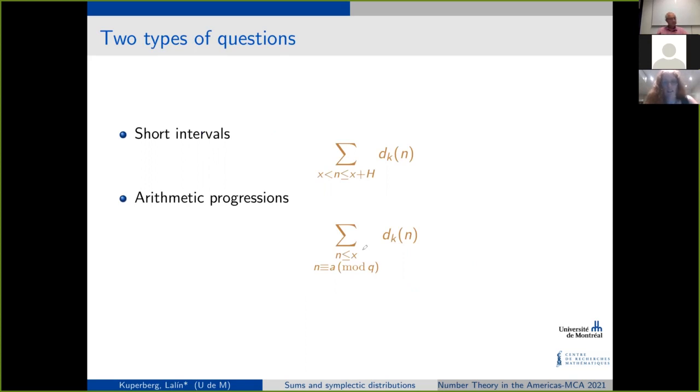In this talk, we are concerned with two more specific types of problems. The first one has to do with short intervals. Instead of considering d_k(n) with n up to x, we're going to consider n moving in some interval from x to x plus h. Typically the hard part is when h is small with respect to x. The other question is with arithmetic progressions. We are still doing the sum over n less than or equal to x, but we are restricting to some congruence mod q.